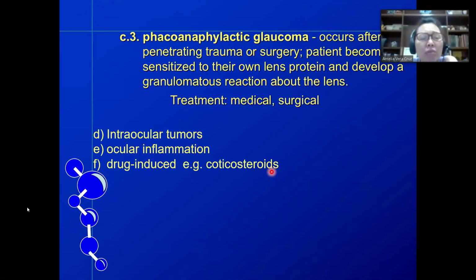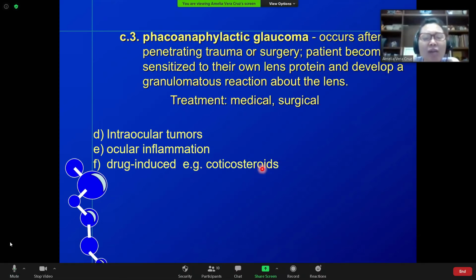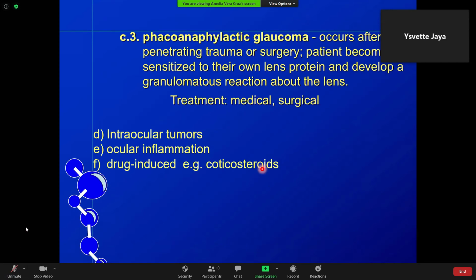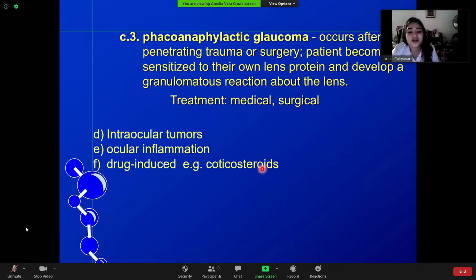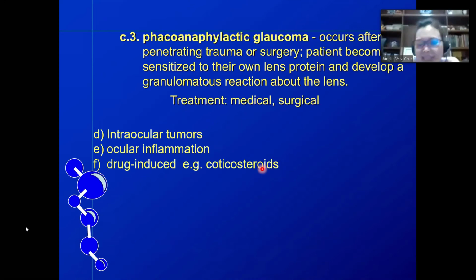Then, of course, your intraocular tumors in leukemic patients, where the cells will escape to your anterior chamber, thereby occluding your trabecular meshwork. Then, your ocular inflammations, your uveitis. And this one now, your drug-induced, pinakaano talaga dito is yung steroids. I have explained to you na about steroids, di ba? Okay? Bakit nga ulit? If the glycan will be deposited in the trabecular meshwork. Deposition of the glycosaminoglycans in the trabecular meshwork. Okay?